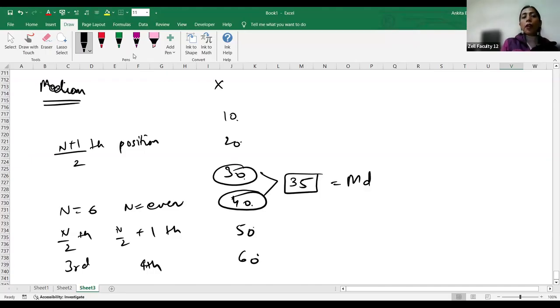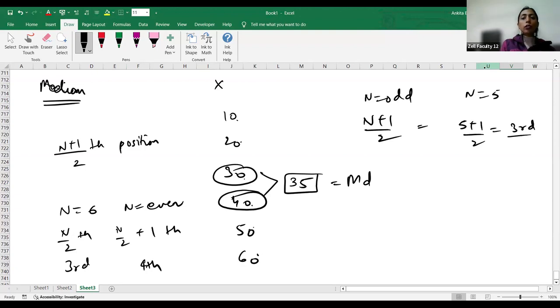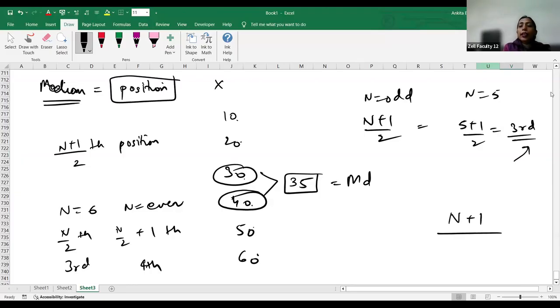If n is odd, then the median is at the (n plus 1) by 2th position. So suppose n is 5, then 5 plus 1 by 2 means the 3rd position. The median is lying on the 3rd position. So median is always found using a position. And the position generically you can take as n plus 1; if you are looking for median, you divide it by 2.